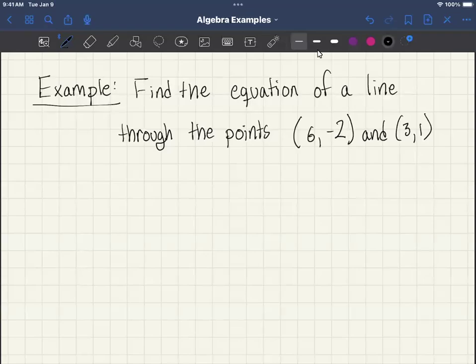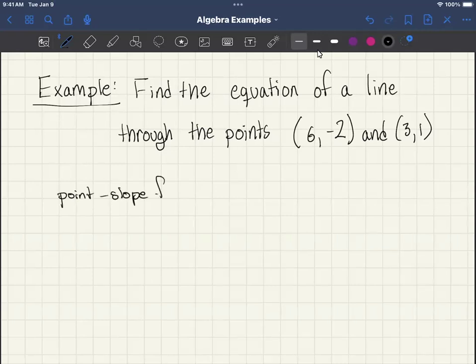Let's look at an example where we're asked to find the equation of a line through the points (6, -2) and (3, 1). When we're asked to find an equation of a line and we're only given points, the thing to start off with is the point slope form.